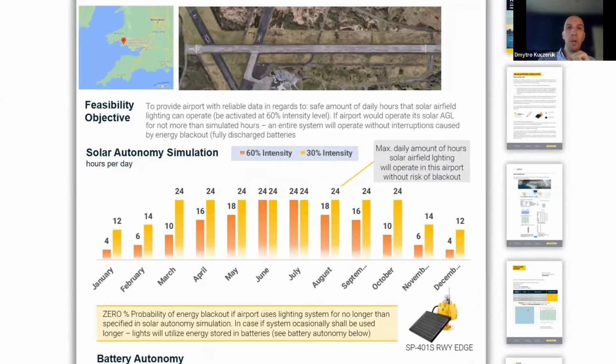So if the airport would operate its solar airfield lighting for not more than the simulated hours, the entire system will operate without interruptions caused by energy blackout. Energy blackout means fully discharged battery. So this is the maximum daily amount of hours solar airfield lighting will operate in this airport without risk of blackout.